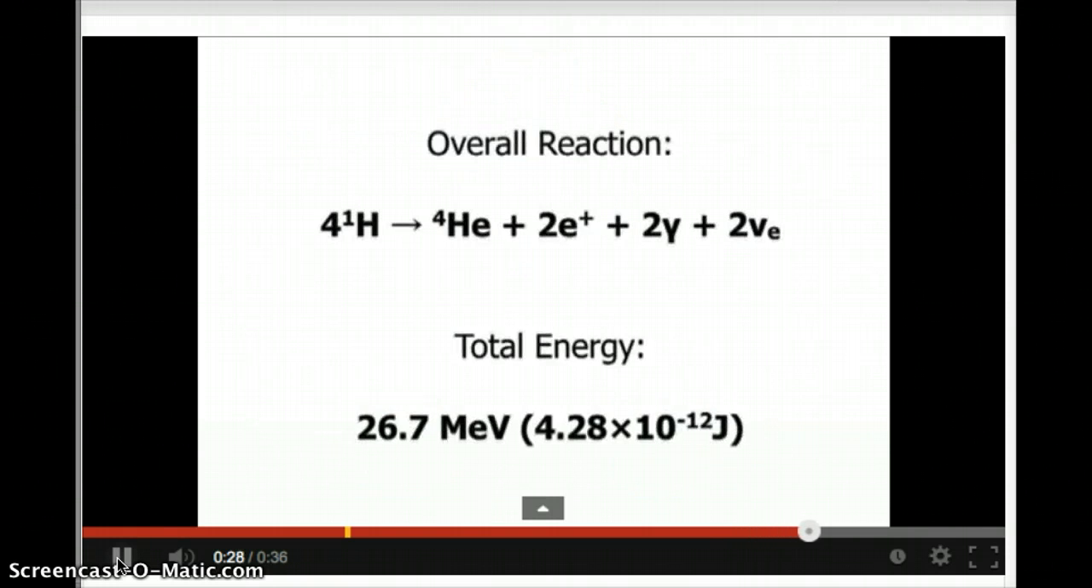The positron combines with an electron. This causes a particle annihilation which converts mass to energy. The neutrinos do not interact with other particles. They leave the Sun and carry the excess energy and momentum. The difference between the mass of the particles and the energy released is further explained by using the equation E equals mc squared.